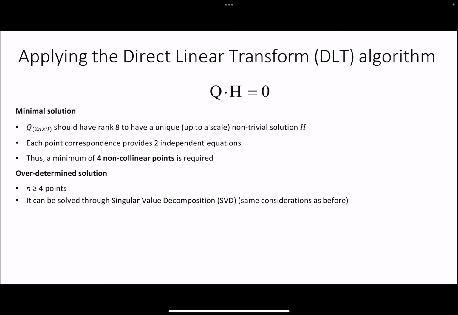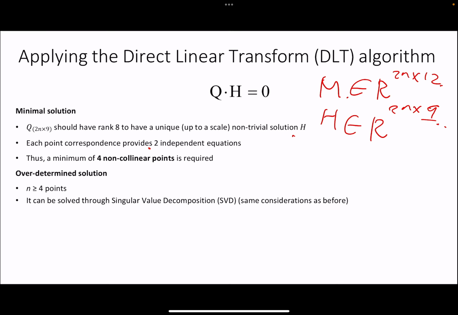So, the difference from Zhang's method is that M was of shape 2n times 12, right? But for H, now the number of columns is 9, not 12, because our assumption is that all the points are on the same plane, so it is reduced from 12 to 9. Q should have rank 8 to have a unique non-trivial solution H.